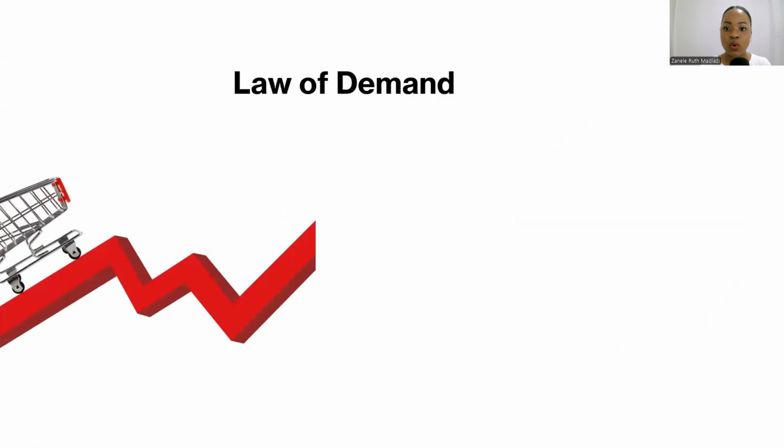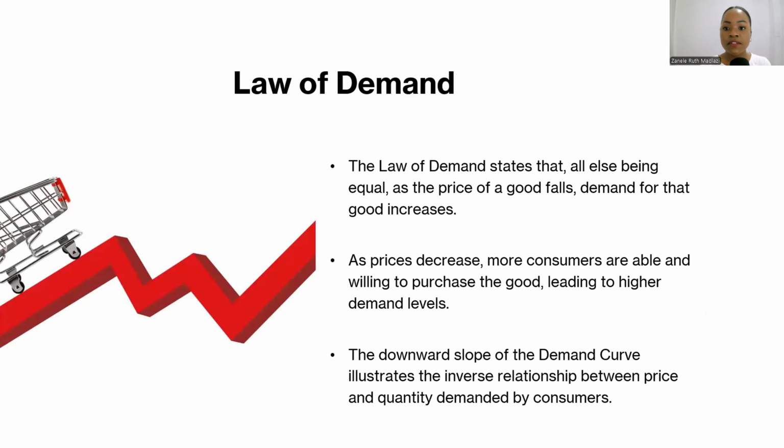Now, let's look at the law of demand. The law of demand states that all else being equal, ceteris paribus, as the price of a good falls, demand for that good increases. As prices decrease, more consumers are able and willing to purchase the good, leading to higher demand levels. The downward slope of the demand curve illustrates the inverse relationship between price and quantity demanded by consumers, but I will show you the demand curve a bit later in the lesson.